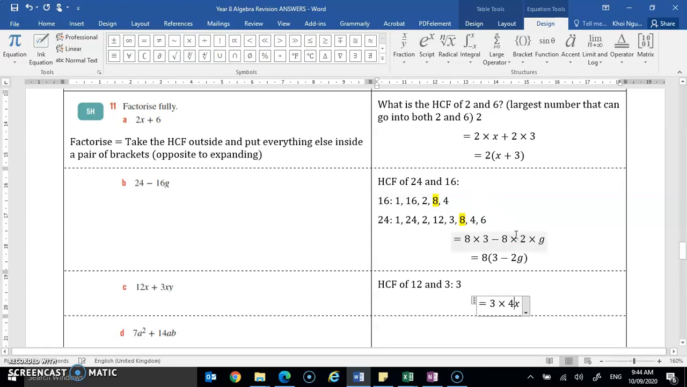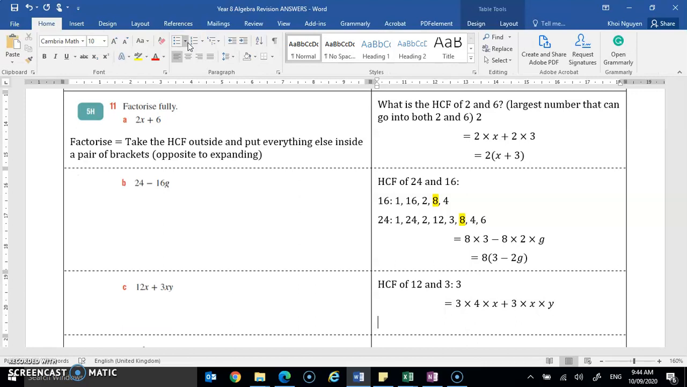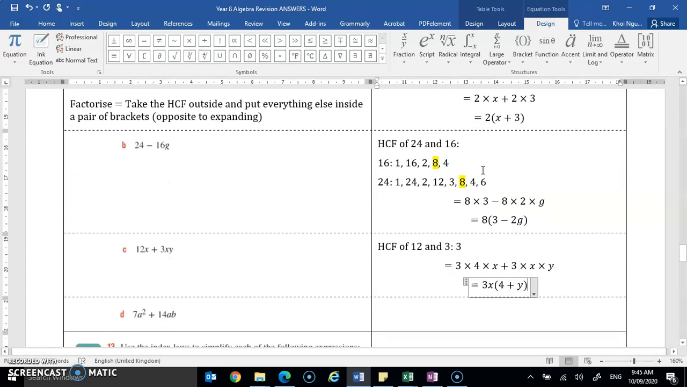So we have also times x plus 3 times x times y. Now this time you can see that, hey, they both got x as well. So what we're going to do is we are going to take the 3 out and the x out as the common factor, or as the highest common factor. So what do we have left from the first one? We have 4 left. And the second one, we have y left, or plus y. Okay, so our answer is 3x brackets 4 plus y.